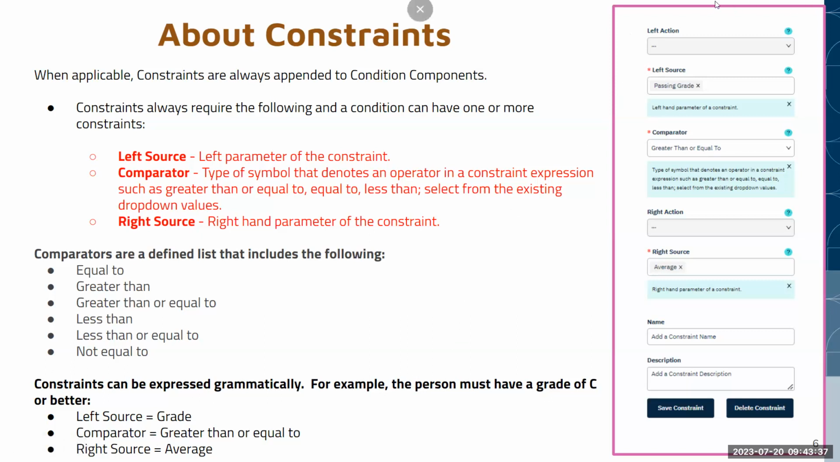And then over here, we see a card with the left source, a passing grade, comparator greater than or equal to, and right source filled in. And that's all we have to do to meet that minimum requirement. And we could save it. And you can also see here that if you want to, you could add a name to your constraint and a description. And again, always encourage more information than less information to help people understand the requirements for a pathway. And of course, save your constraint.